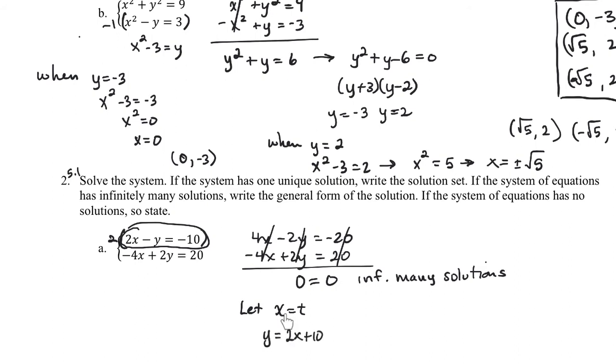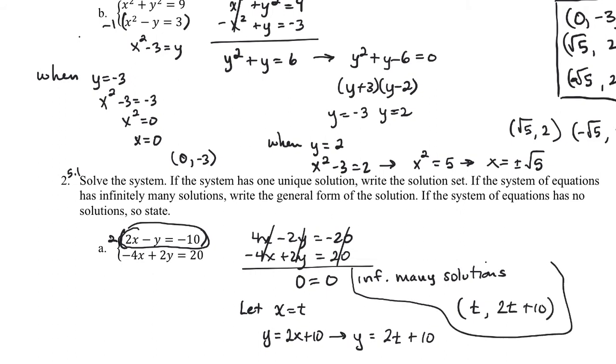But we can now make this substitution. X is equal to t. So that means y is equal to 2t plus 10. So the solution, instead of an x comma y solution, is going to be x, which equals t, and then y, which equals 2t plus 10. So both of those statements, infinitely many solutions, and then representing the solution as a set of parameters, needs to be included as your solution.